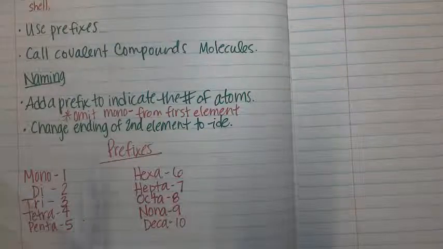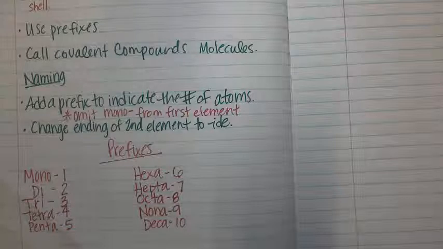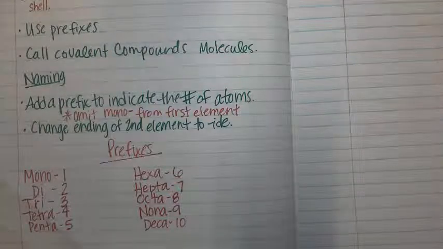So here are the prefixes. The prefix for 1 is mono, for 2 is di, for 3 is tri, 4 is tetra, 5 is penta, 6 is hexa, 7 is hepta, 8 is octa like octopus and octagon, 9 is nona, and 10 is deca.